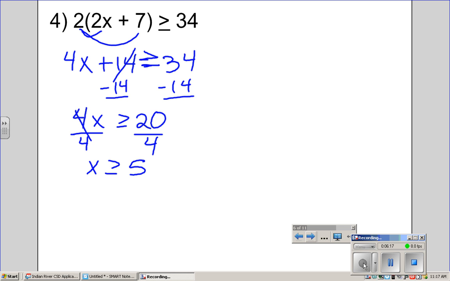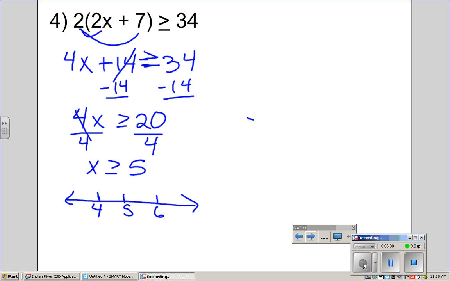Now, inequalities have more than one solution. If I plugged in 5, it would be a true statement. If I plug in numbers greater than 5, it's a true statement. So another way to show your solution is on a number line. We're going to put 5 in the middle, put a number on the right, a number on the left.